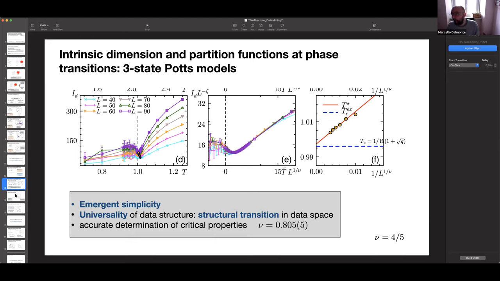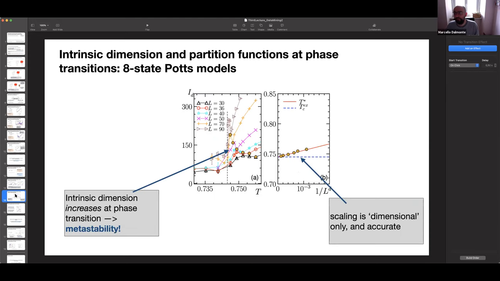But now we can move beyond second order critical points, and we can understand what happens at first order. This is an example taken from the eight-state Potts model, where the transition is actually relatively strongly first order. So the correlation length is not so large. On the left, you see a plot of the intrinsic dimension versus temperature. And now what you see is not what we had before, with our nice minima. All the curves look like they want to have a minimum. Look at this yellow curve. It wants to have a minimum, but then it jumps very close to the critical point. And the larger the system size, the better you see this jump.